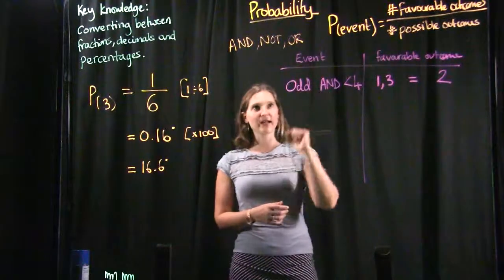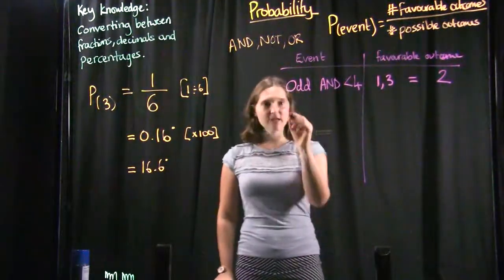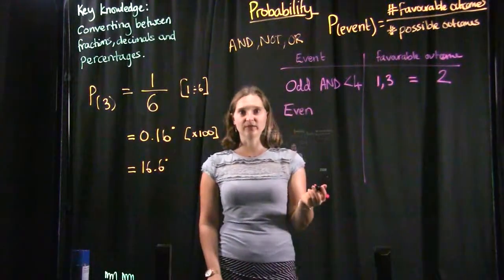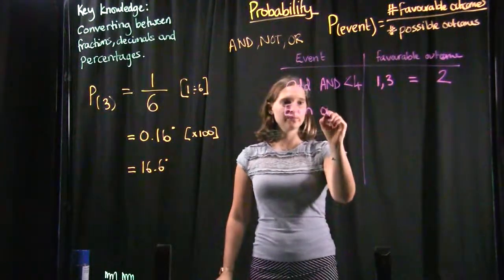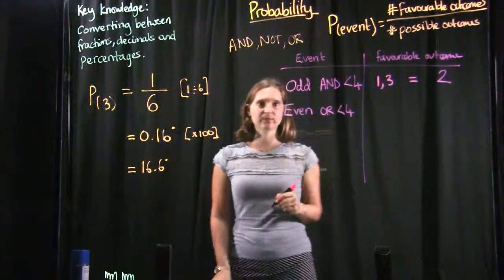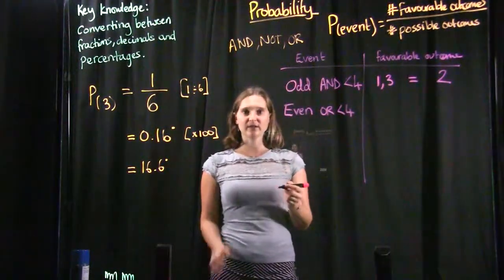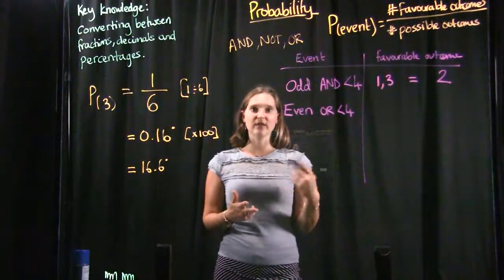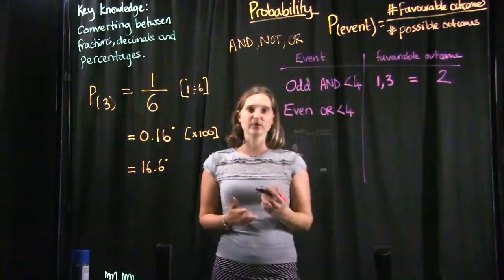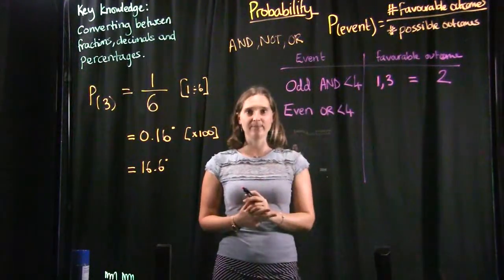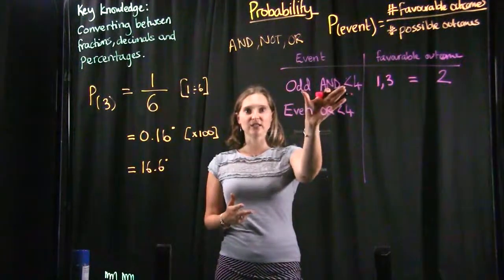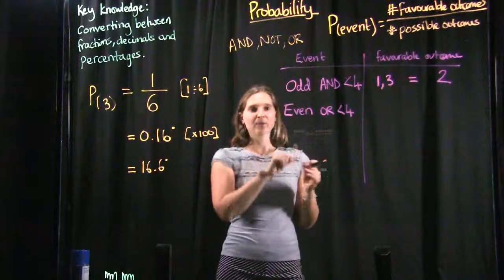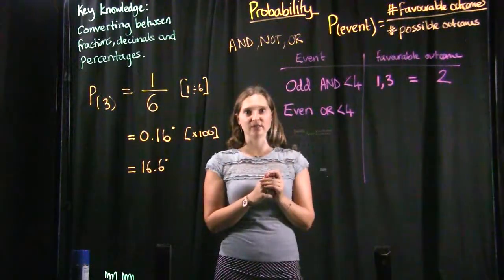All right, let's try now the word or. So why don't we go even? So we want the result of the roll of the die to be even or less than 4. So we know that our even numbers are 2, 4, and 6. And because we've got an or now rather than an and, we're adding extra possibilities rather than taking them away. Here we have to satisfy 2 conditions. The number has to be odd and it has to be less than 4. Whereas here we have 2 separate sets of conditions that we can satisfy.